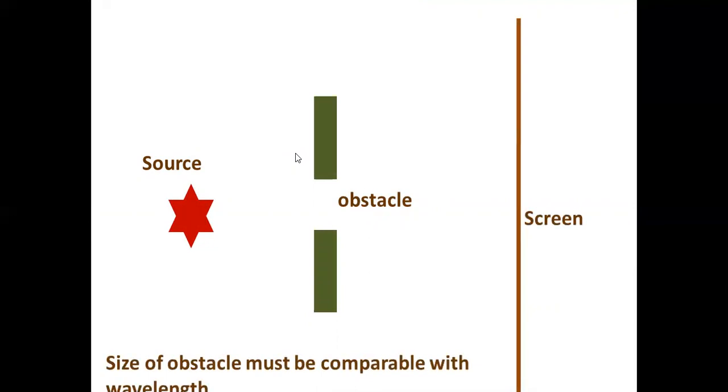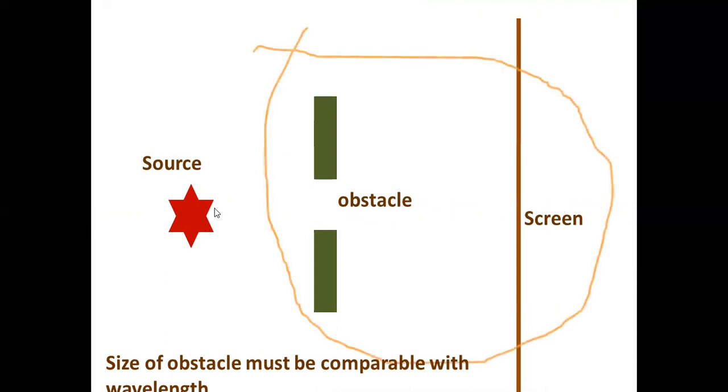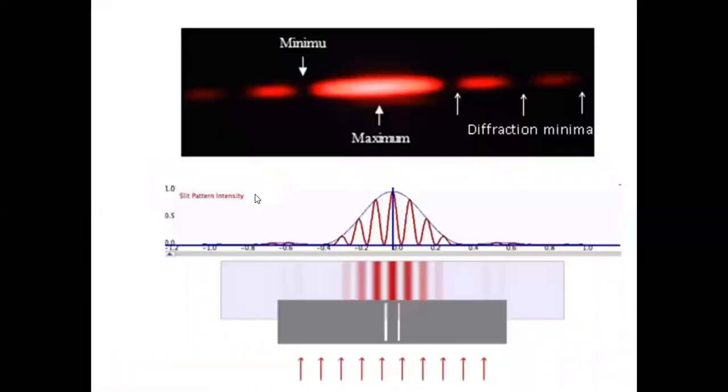Now, for diffraction, what are the things needed? One obstacle, a source of light, and a screen. And accordingly, you have different types of diffraction. Two types especially: one is Fresnel and another Fraunhofer. In Fresnel diffraction, source and screen are at finite distance from the obstacle, and in Fraunhofer diffraction, at infinite distance. That means you have to use a lens and make the rays of light parallel. But the size of the obstacle must be comparable with the wavelength of light. This is how you actually see the diffraction.